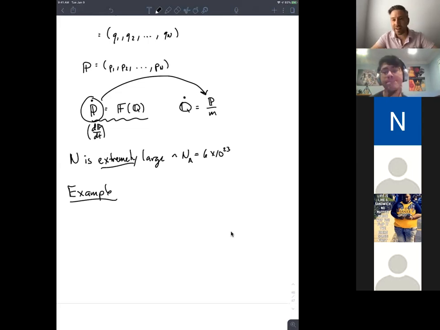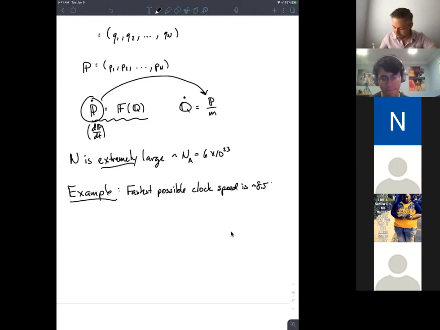Now I ask, what is the fastest computer that you can find these days? It turns out that the fastest clock speed for a processor that you can go out and buy is on the order of about 8.5 gigahertz. I went and looked this up not too long ago. So the fastest possible clock speed you can get your hands on for a computer processor is about 8.5 gigahertz.